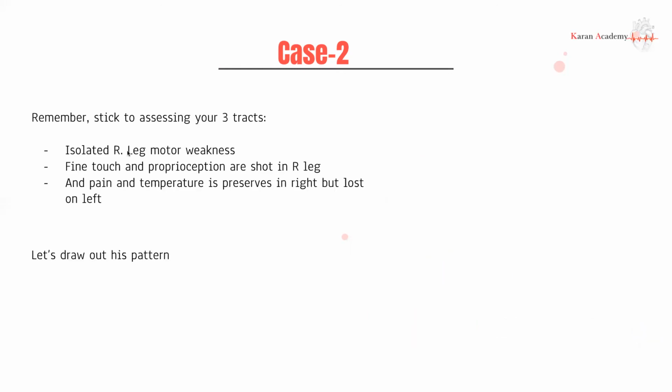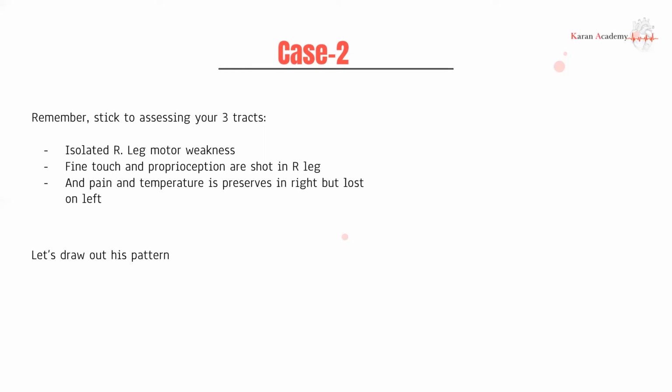Now, this man has isolated right leg motor weakness, right? If his right leg is affected, and we know that the lesion is somewhere along the spinal tract, is the lesion going to be on the right side or the left side? Take a second, think about it. It might be a bit confusing. Think where the motor tracts cross over, right?